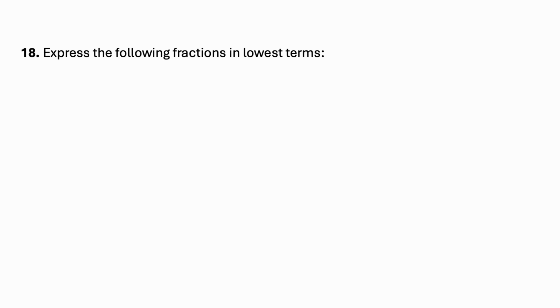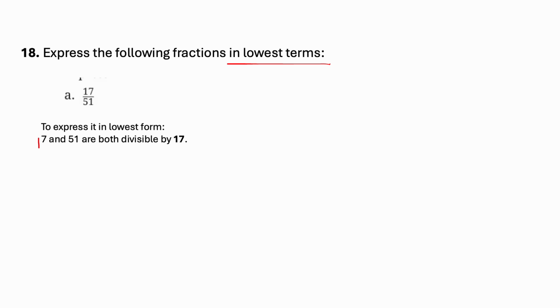Next one, express the following fractions in lowest terms. First one, 17 by 51. To express it in lowest form, see here both 17 and 51 are divisible by 17. See, 17 divided by 17 is equal to 1. 51 divided by 17 is equal to 3. So, its lowest form is 1 by 3.